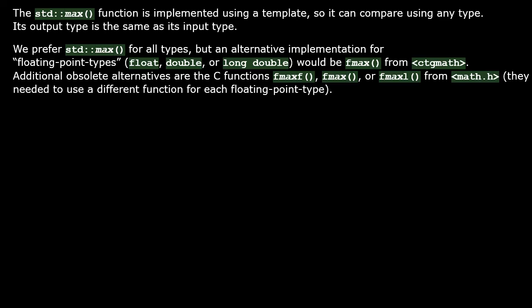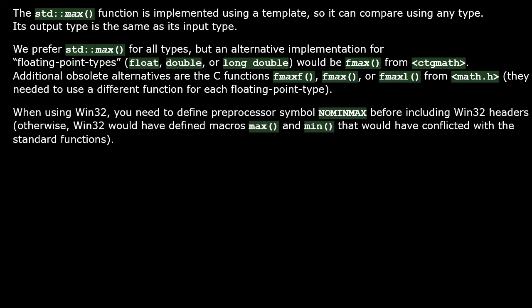We prefer using the standard function for all types, but obsolete alternative implementations do exist for specific individual types. When using Win32, you need to define the preprocessor symbol NOMINMAX before including the Win32 headers. Otherwise, Win32 would have defined macros max and min that would have conflicted with the standard functions.